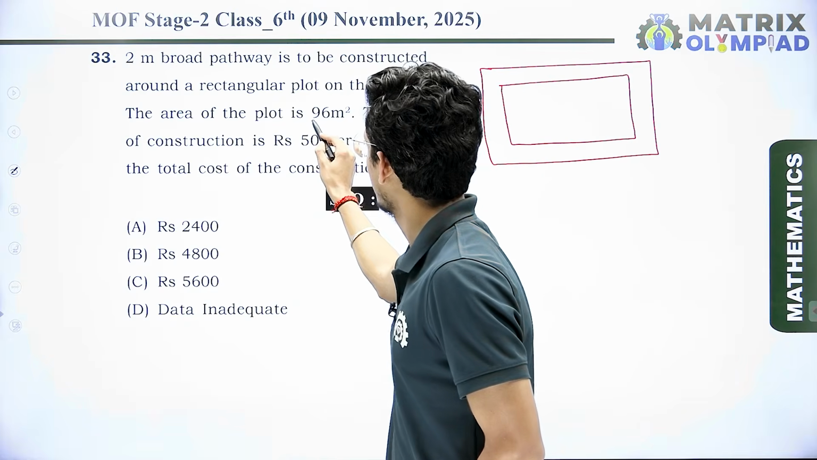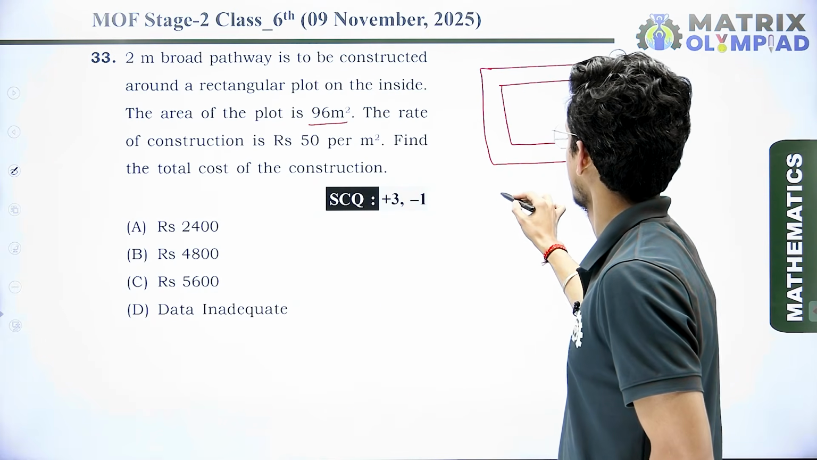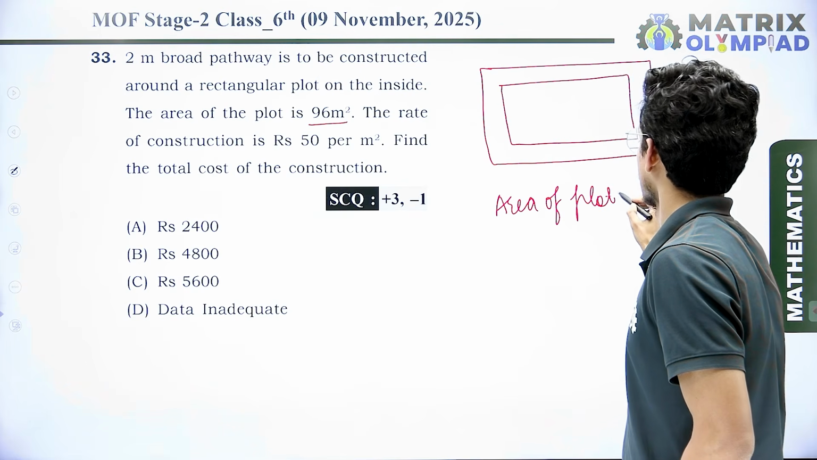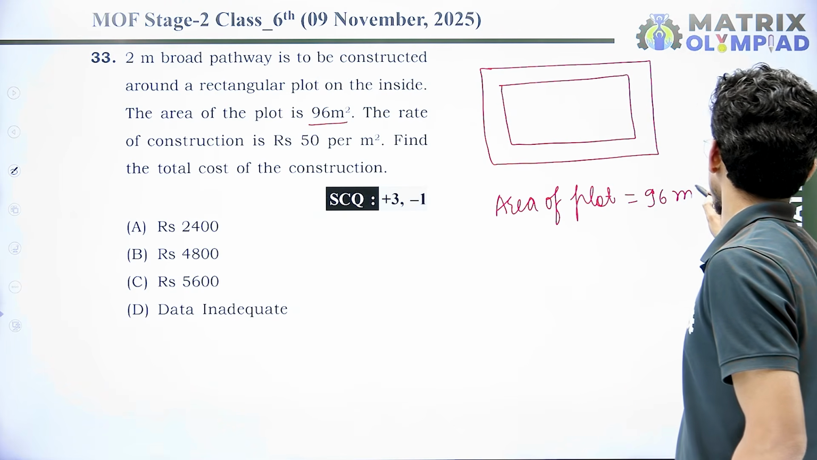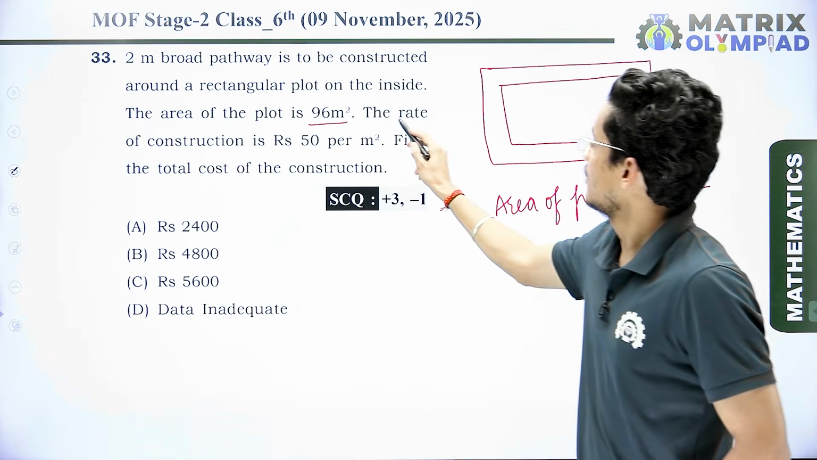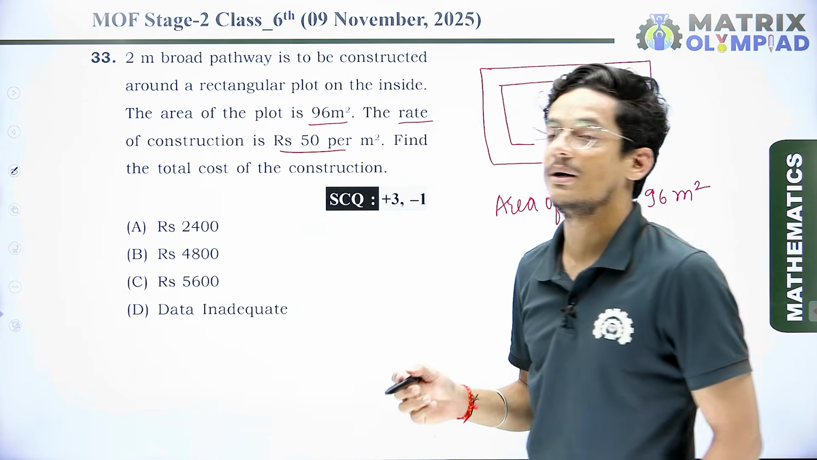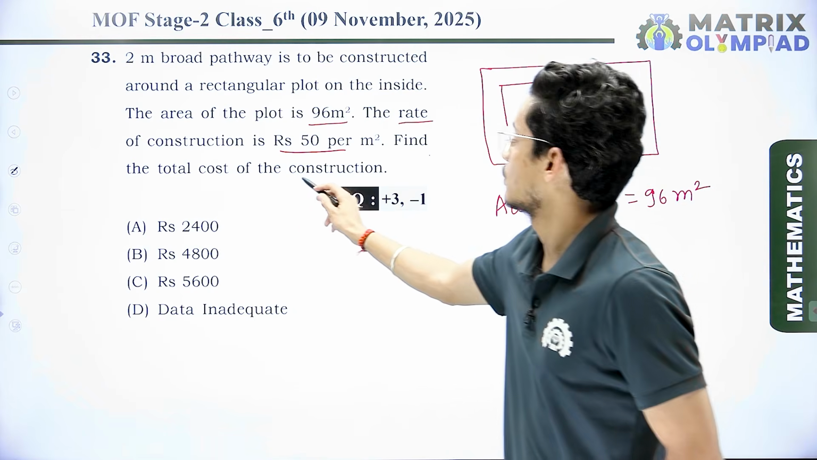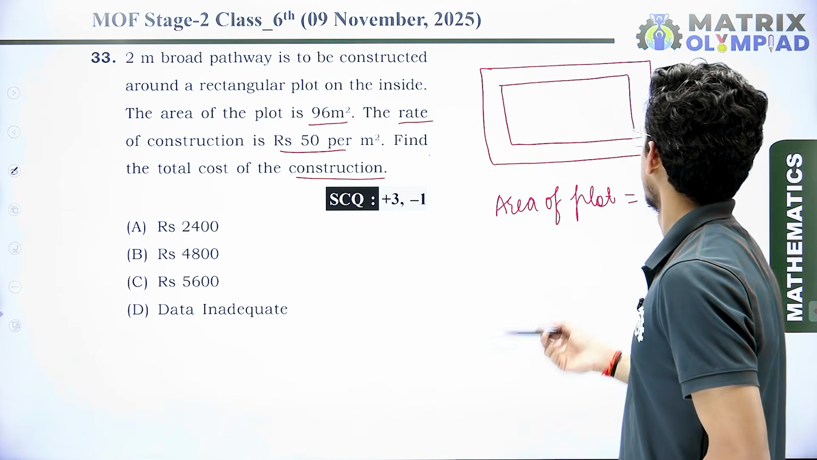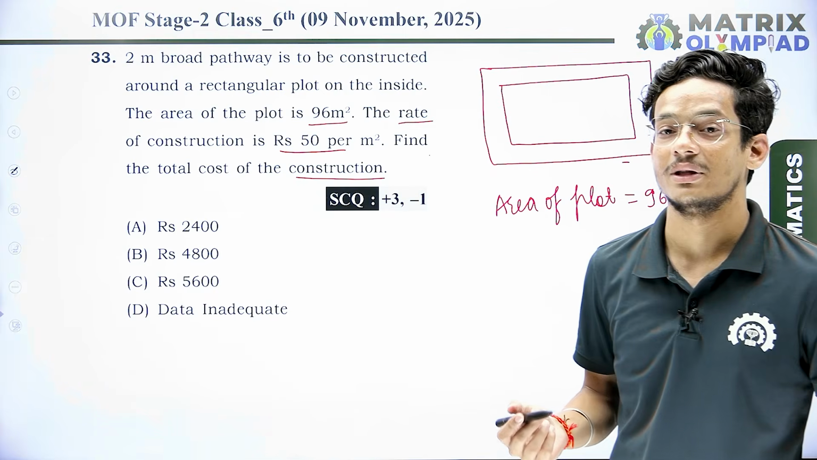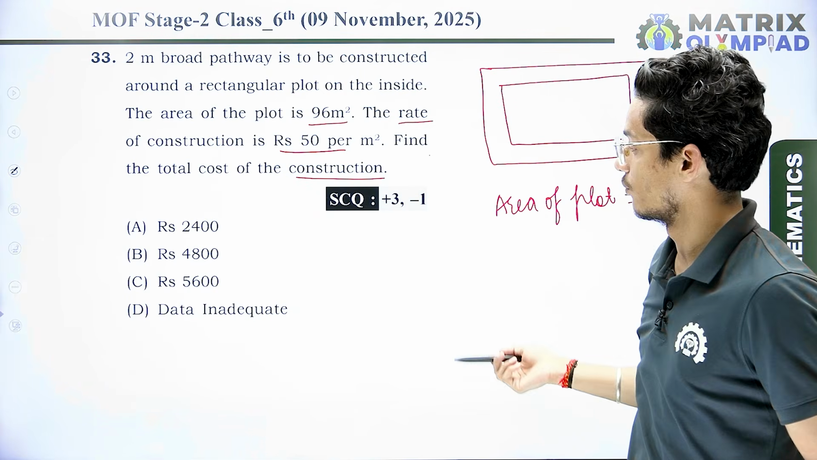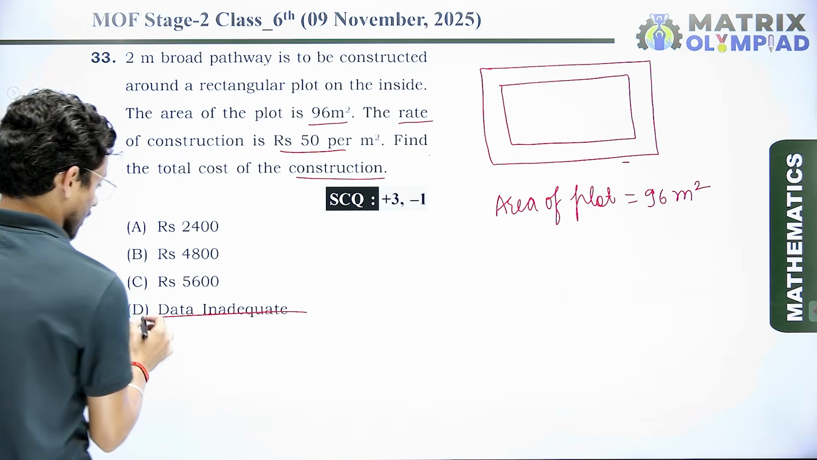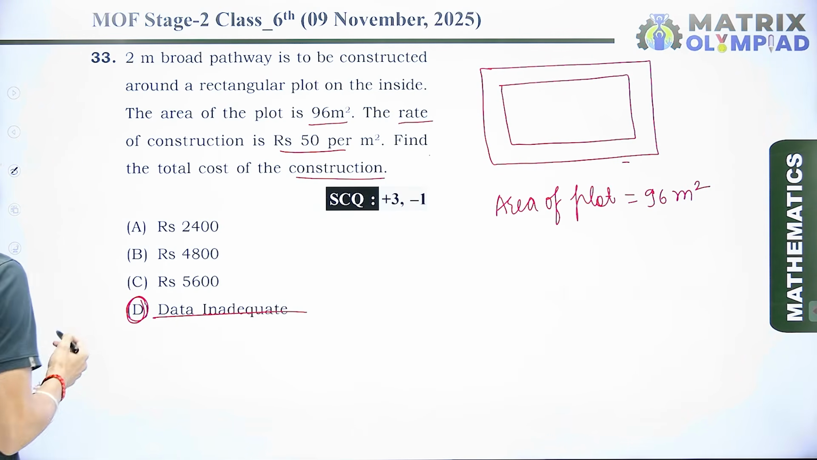Okay, the area of the plot is 96 meters square. Here we are given the area of the plot, which is 96 meters square, and the rate is also given, which is 50 rupees per meter square, and we have to find the cost of construction. Here we have the area, but we don't know the length and breadth of the rectangular plot, so we can say that the data is insufficient. So here we can say the data is inadequate. It means option number D is the correct answer.